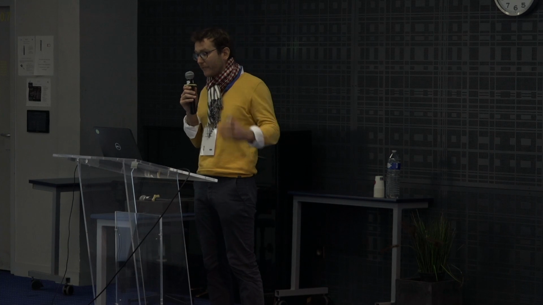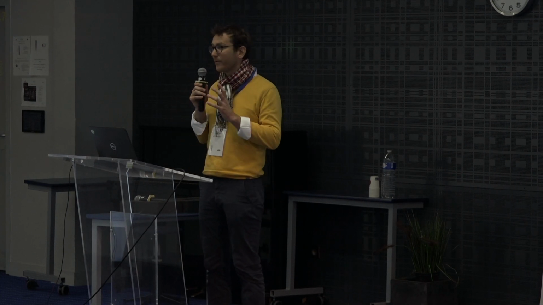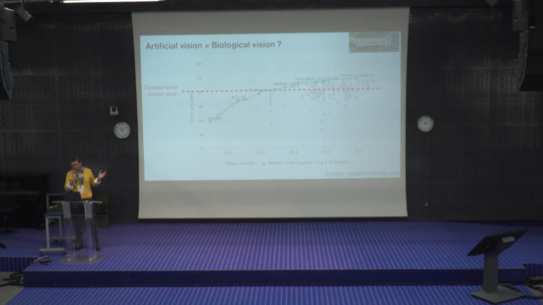But when one sees this kind of curve, one might think that biological vision is a solved problem, because indeed, since approximately 2017, you can observe that models tend to outperform humans. But one needs to keep in mind that biological vision and artificial vision are two distinct systems. So it's not because they show the same level of performance that they share the same strategy to solve the underlying task.